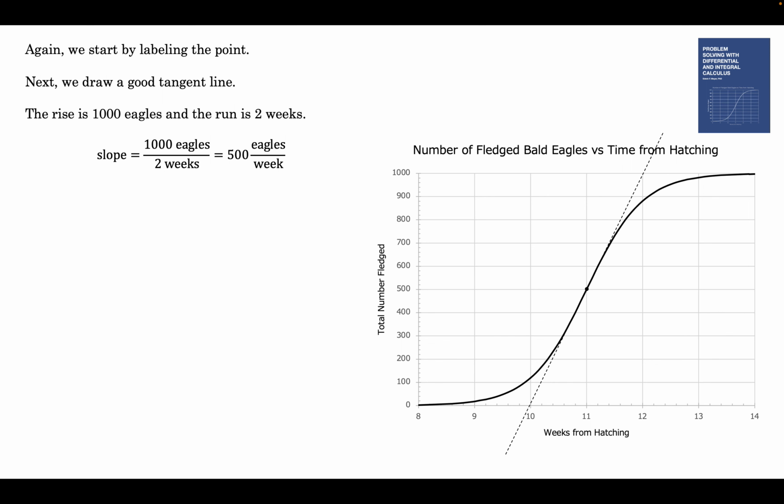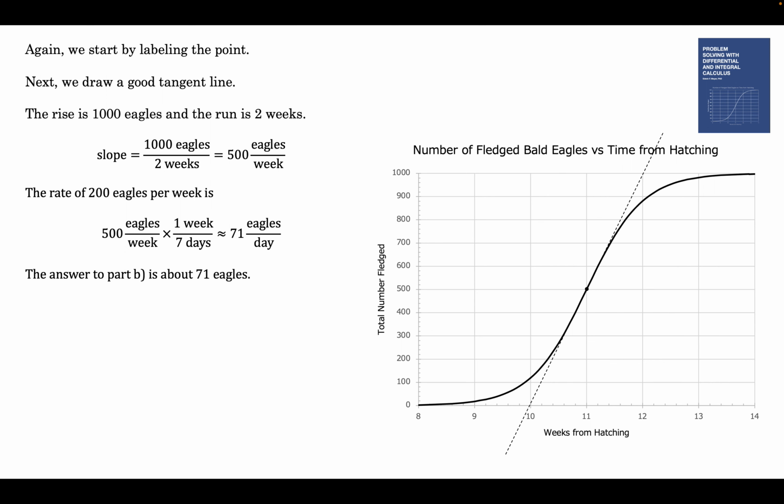To get how many left on the birthday of their 11th week, we have 500 eagles per week. One week is 7 days, so 1/7 of that, so it's about 71 eagles left on the day of their 11th birthday. That's the answer to part B, and we're done with this problem as far as what's assigned.